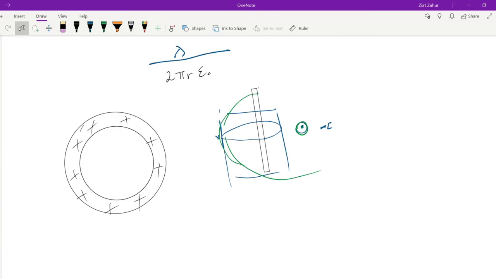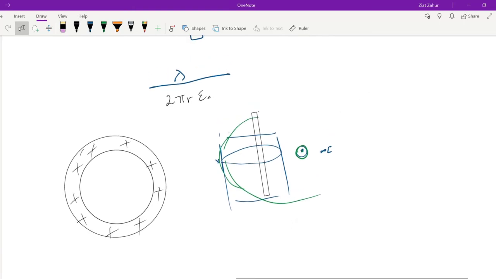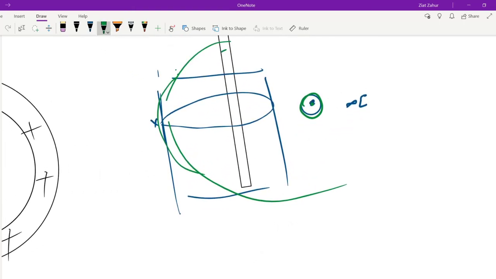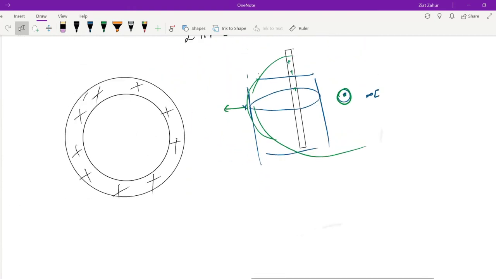It's just E is still a vector, so you're just adding the vectors. If this was positive, of course you would add the two vectors, right? Green would point away, blue would point away, and if this was minus, you would subtract them, and etc.